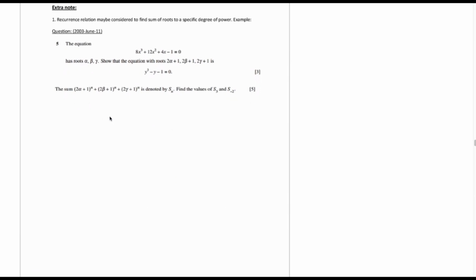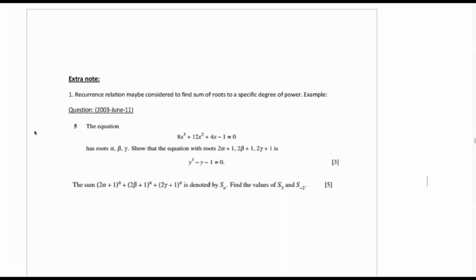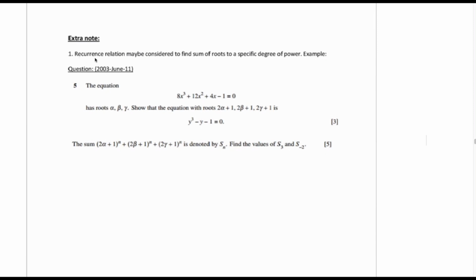So this is the next part that we need to go through, and we will get some new techniques from here. So let's see. The third technique: recurrence relation may be considered. Maybe you're wondering, recurrence relation, what is that? It is where you can see Sn, S1, S2, and so on. So all these are recurrence relation.